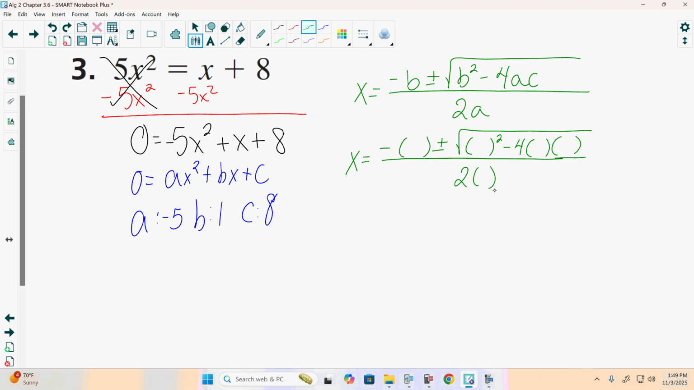So once we find the values of a, b, c, we just need to plug them into their corresponding spots. Now the value of a is negative 5. So the two places a is at, one in the 4ac and the a on bottom, 2a, we plug in negative 5 for a. B is 1. So the two places where b shows up, we're going to plug 1 in its place. And lastly, c is 8. So we replace a with its value of -5, b with its value of 1, and c with its value of 8. So we're just plugging in the values of a, b, c.